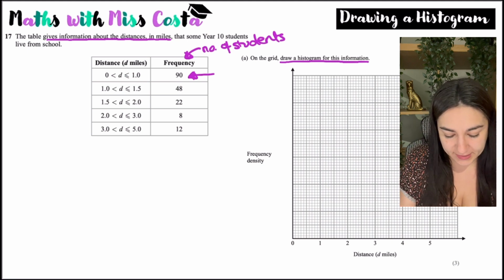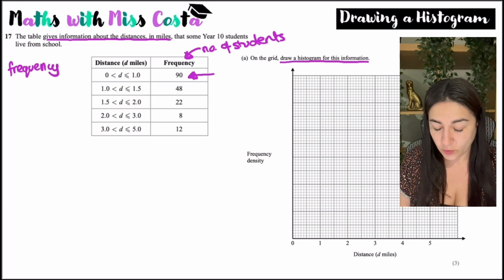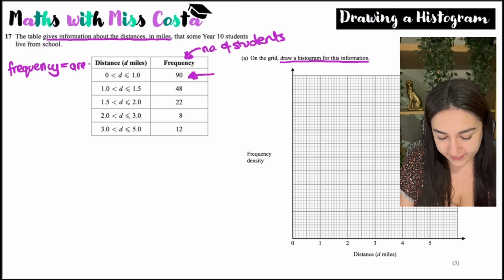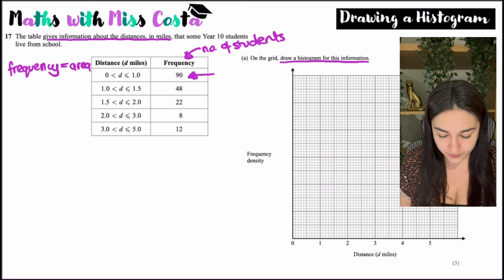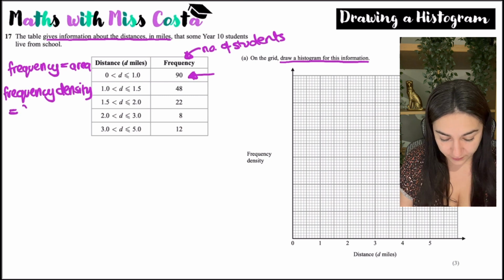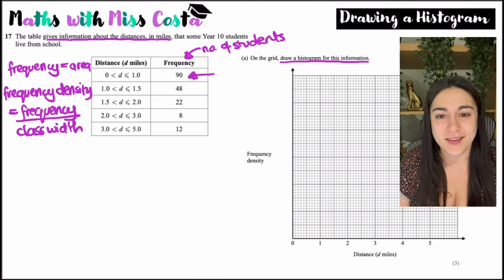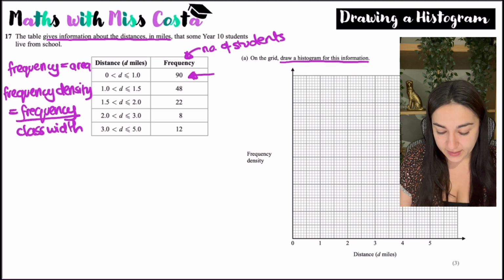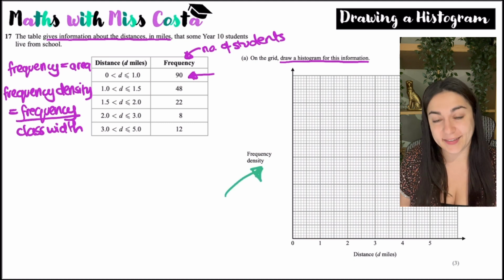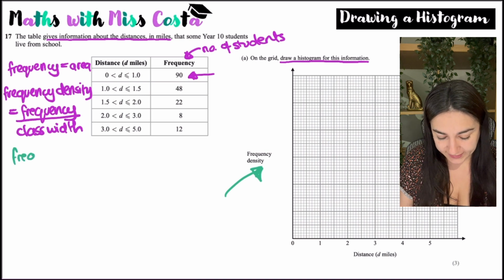Now, the key things that we need to know is that on a histogram, the frequency is represented by the area of your bar. So therefore, to work out the frequency density, we do the frequency divided by the class width. Okay, so they're the key things that you should always remember and think back to when doing histograms. Now you can see that we haven't been given a frequency density value, so therefore we're going to need to work that out.